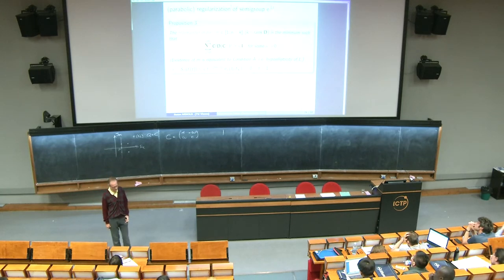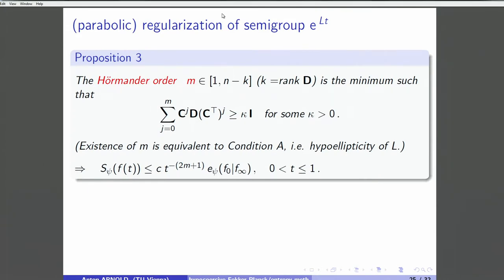And the way I want to improve here is I want to use parabolic regularization. It's a degenerate parabolic equation, but nevertheless it regularizes. So in order to show you a regularization, let me briefly discuss a structural property of the equation. The Hörmander order of my Fokker-Planck equation is an index m, a natural number, such that I have this matrix inequality. So let's pretend for a moment that the diffusion matrix D is positive definite. Then I don't need this pre and post multiplication with C, and the matrix D is bounded below by a multiple of the identity, of course.